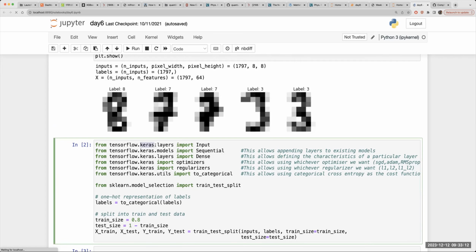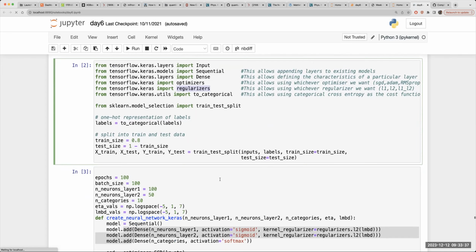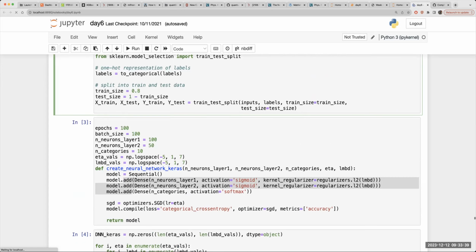So Keras is just an API, which allows us to set up this in a much simpler way. It imports the input layer, it imports the dense functionality here, which allows us to set up a given number of layers. We import the types of optimizers, the types of regularizers, and then we want to have a categorical classification. So we are dealing with a classification problem here. So we have a different set of categories.